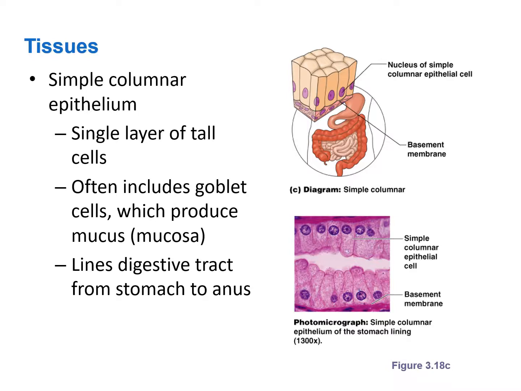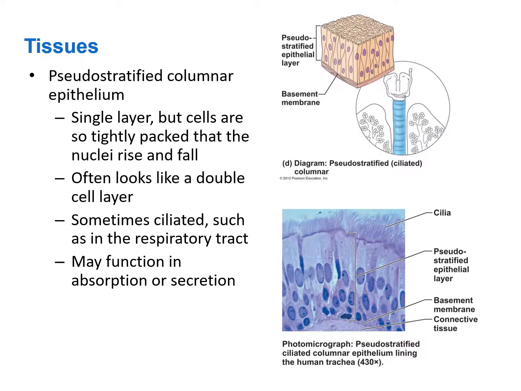Okay, simple columnar epithelium. Again, this is going to be one layer of column-shaped cells, and you typically are going to find these in the digestive tract, from the stomach all the way to the anus. And this is a very beautiful cartoon picture here, and this is a really cool picture from a microscope. You can see how all of these cells are in a row, and the nuclei are very lined up. You can almost draw a line that underlines all of these particular cells.